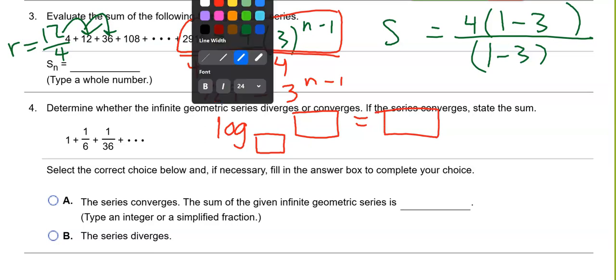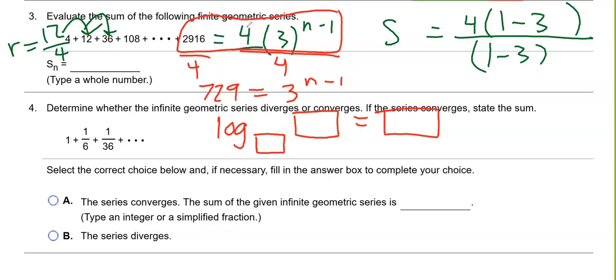Oh, I don't remember how to do this. Well, when you look at the statement 729 equals 3 to the n minus 1, there are basically 3 things that you have here. You've got the 3, the n minus 1, and the 729. When we rearrange them into the log form, one of those green boxes is called the base. Can you tell me which one you think the base is?